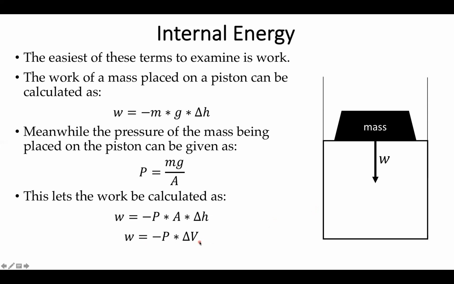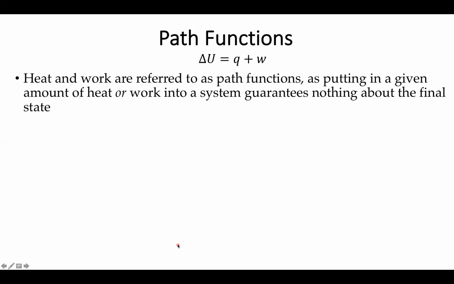So what we can now do is combine this function of PV work with our previous description of internal energy. So I know that internal energy should be a state function, only depends on where I start and where I end. But part of the problem here is that heat and work are not going to be state functions. They're what we call path functions. If I put in a certain amount of heat, that does not guarantee that I'm going to have a certain change in internal energy because I know nothing about the work.